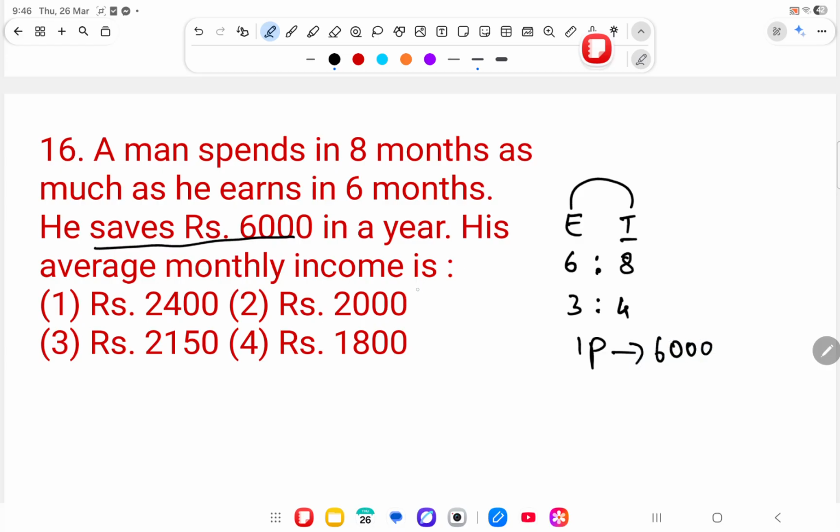His average monthly income is, first of all find the total income. This gives 4 parts. 4 parts is 24,000. Then they are asking average. Average means total number of months are 12. So divide by 12. It gives 2,000.